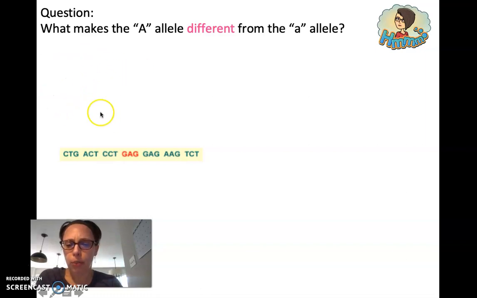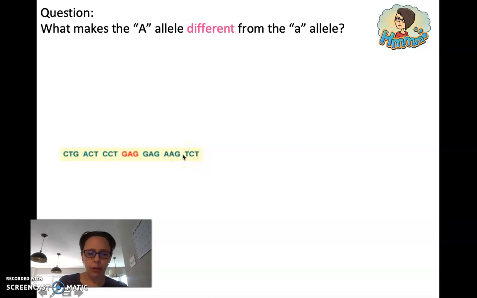So over here we can write normal hemoglobin, big A. This is the sequence of nucleotides if you have the normal gene for hemoglobin. And then over here, we're going to have little a.